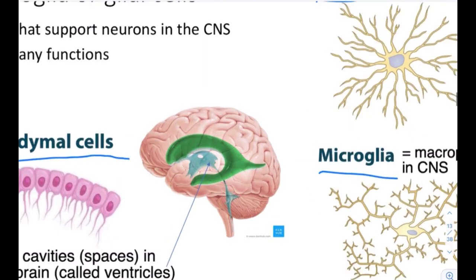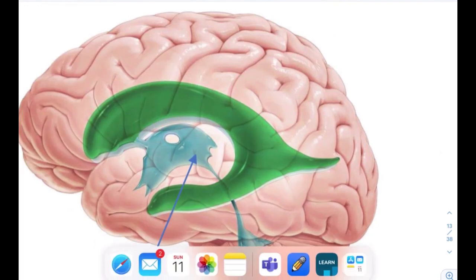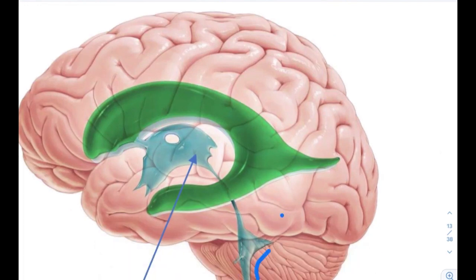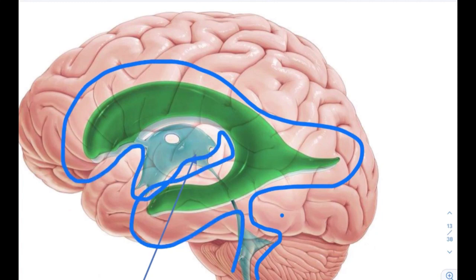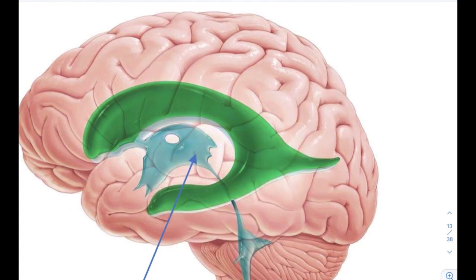So over here, this entire thing is a space in the brain called your ventricles, okay? And these ventricles are lined on the inside by cells called the ependymal cells, which are neuroglia, okay?